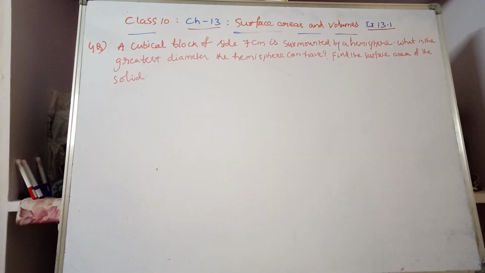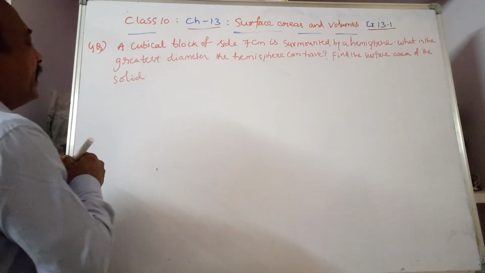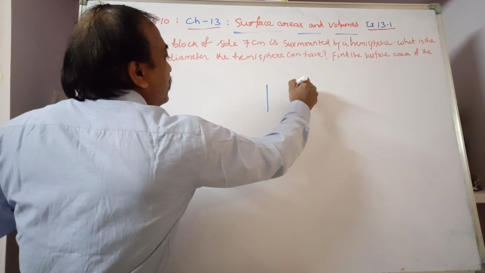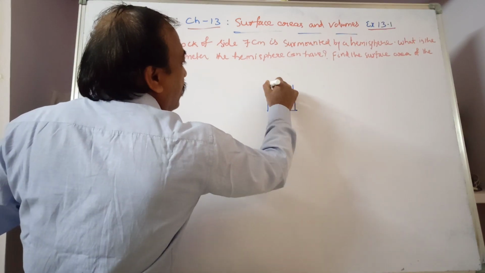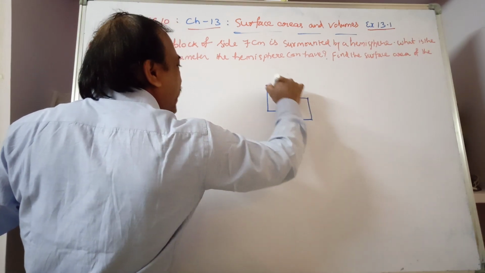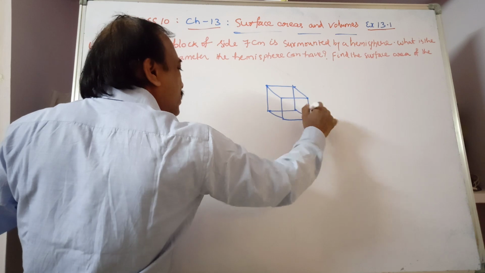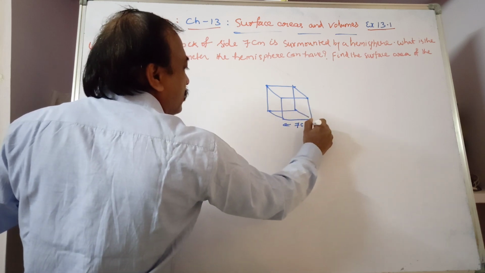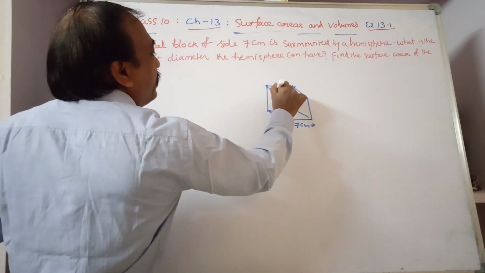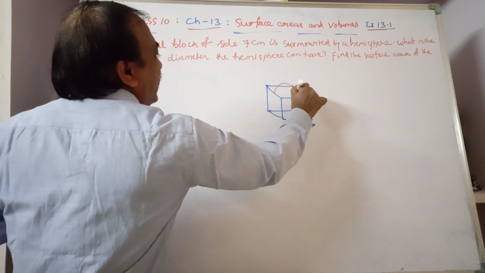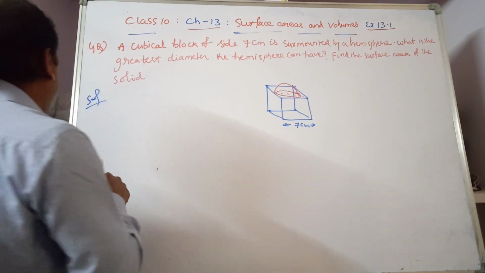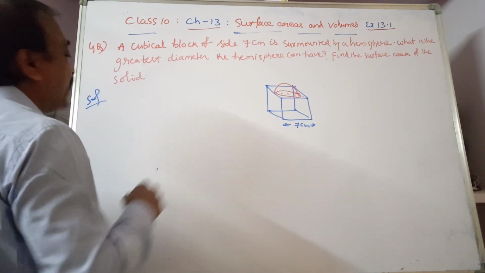So let us discuss it. The cubical block is given with side 7 centimeter, as we have seen in the diagram. On this it is surmounted by a hemisphere, whose greatest diameter can be 7 centimeter. We have to find out the surface area of the resulting solid.